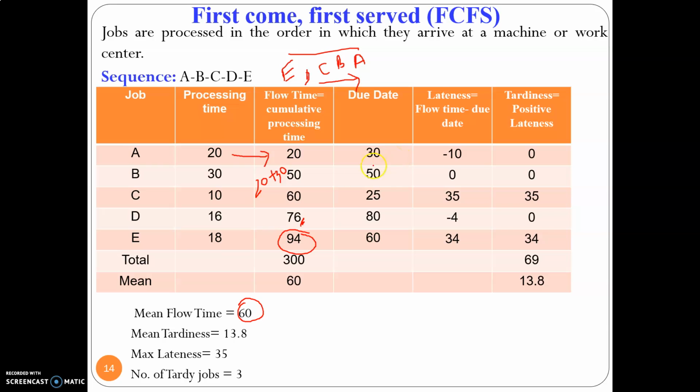Then I have determined the lateness, which is nothing but the flow time minus the due date. The negative lateness indicates better service level, and the positive lateness indicates poor service level. Then I have determined the tardiness. The jobs with negative lateness will get a value of 0, and jobs with a positive value will be directly written. So we have a total of 2 tardy jobs. Once you determine these parameters, you can find out the performance measures. So this is first come first serve.